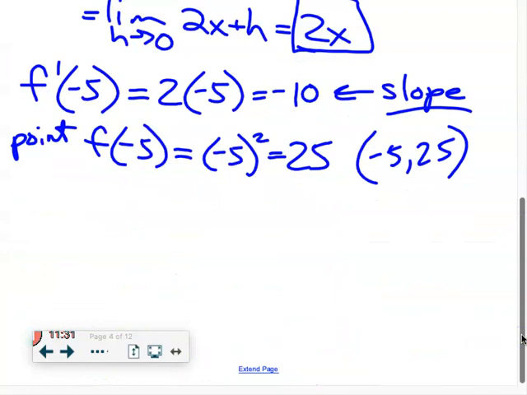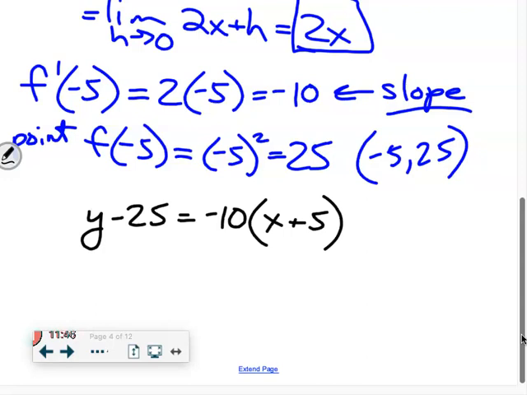Okay, Ari, I'm going to stick with you. So we have a point, we have a slope. Can you tell me how to write an equation for this line? Y minus 25 equals -10 times x plus 5. That is gorgeous. I love it. That gets a smiley face.